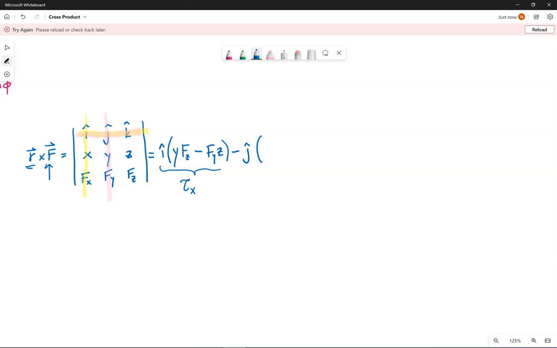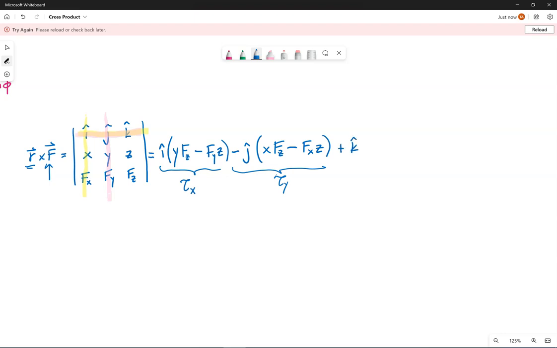Once I've crossed out the row and column that j hat is located in, I start with the first uncovered top left number, which would be x, and I multiply by its diagonal. So I have to jump over the y's because they're covered. So x times fz minus fx times z. So I always start with the top left uncovered number and multiply by its diagonal, and then I subtract the other two diagonal letters that are uncovered. So this whole thing would give us a y component of torque.